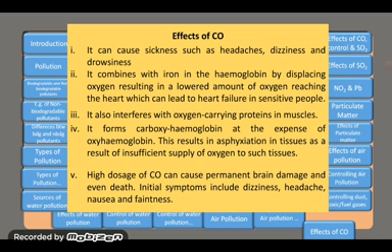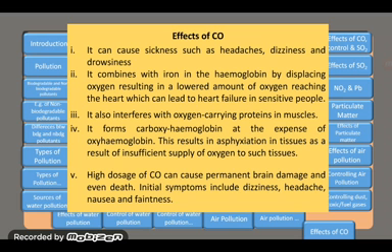Then it also interferes with oxygen carrying proteins in muscles. It forms carboxyhemoglobin instead of oxyhemoglobin, just like I've discussed. It forms carboxyhemoglobin at the expense of oxyhemoglobin, and this results in asphyxiation in tissues as a result of insufficient supply of oxygen to such tissues. Then high dosage of CO can cause permanent brain damage. If the human system accumulates CO in large quantity for a longer period of time, it can result in permanent brain damage and even death of such an individual.